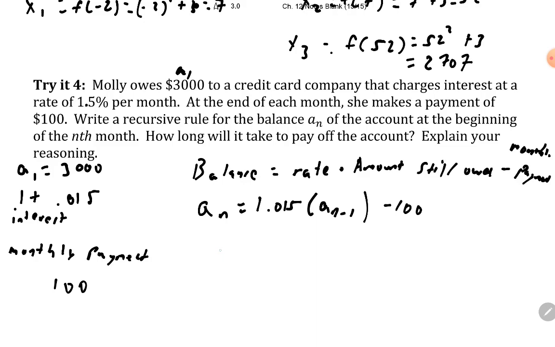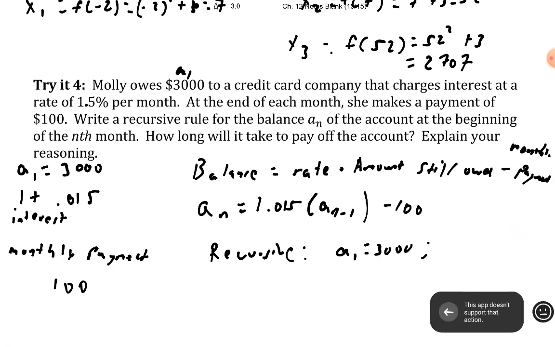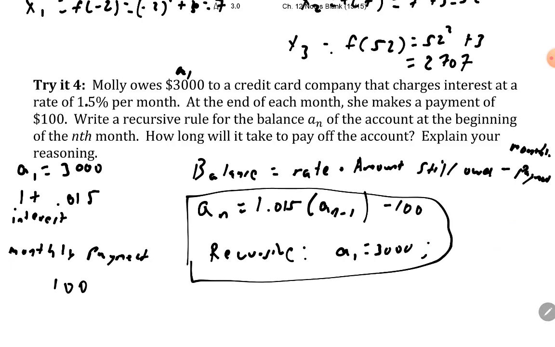So a recursive rule: we say A1 is 3,000, and then A sub n equals 1.015 times the previous balance minus 100.